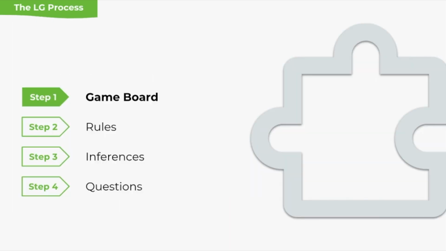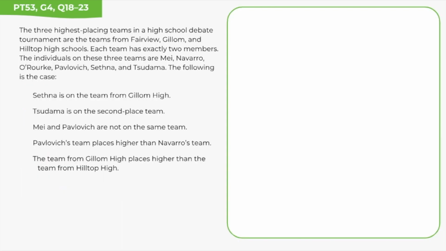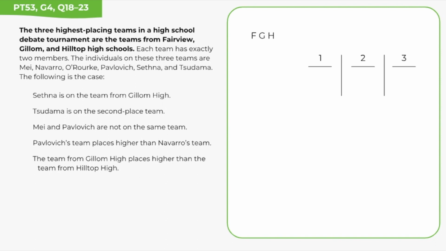So the first step in any game is to create a game board. And in this game, let's go ahead and see if we can put together a game board that's going to help us organize the information so that we can make inferences as we go. So we know that the three highest placing teams in a high school debate tournament are the teams F, G, and H. So we're going to try to rank order these teams.